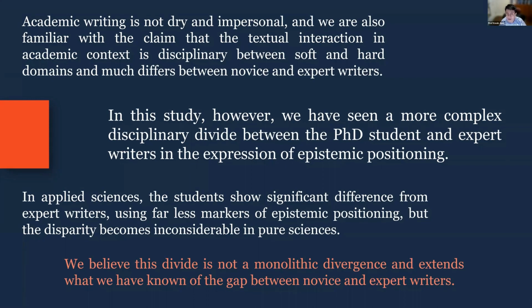In this study, however, we have seen a more complex disciplinary divide between the PhD student and expert writers in the expression of epistemic positioning. And we have seen in the study that in applied sciences, the students show significant difference from expert writers, using far fewer markers of epistemic positioning, but the disparity between students and expert writers becomes inconsiderable in pure sciences. So we believe this divide is not a monolithic divergence, but it has extended what we have known about the gap between novice and expert writers.